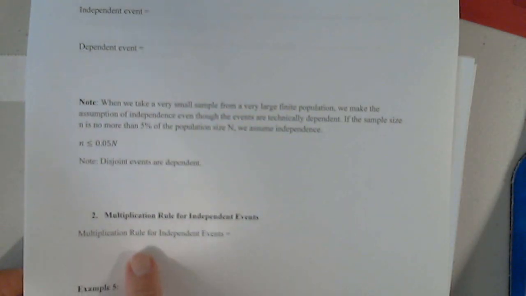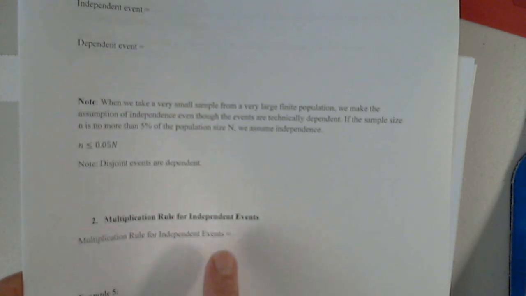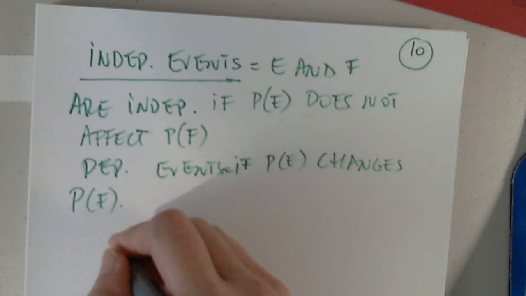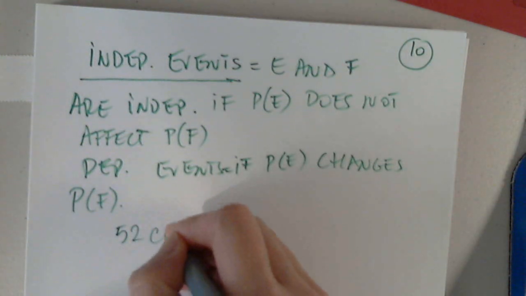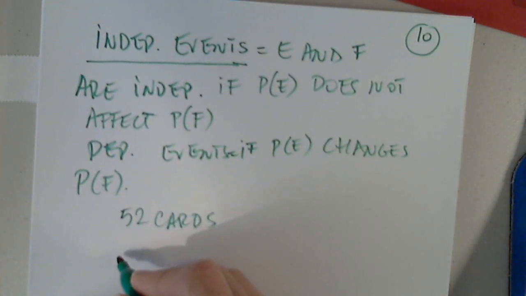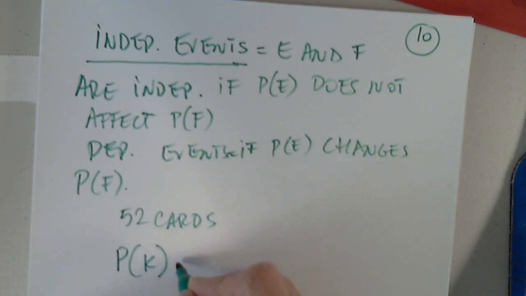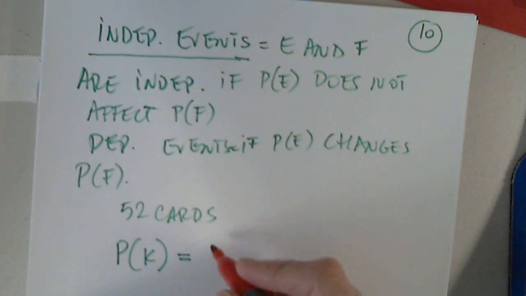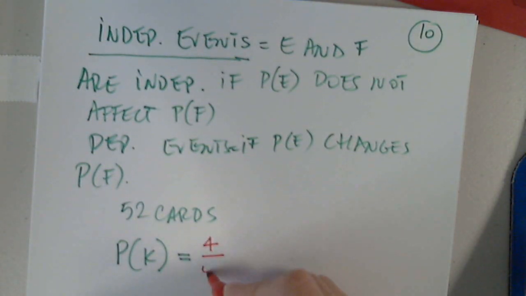Okay, so the multiplication rule for independent events. Here's an example for you. 52 cards in a deck, and I select a king. What is the probability of selecting a king? We already calculated. There are 4 kings divided by 52, which is 1 over 13.